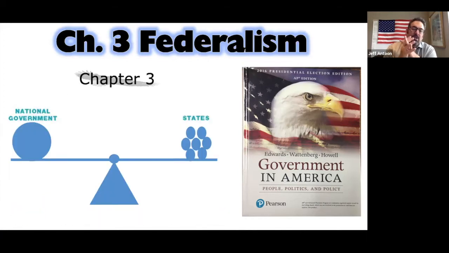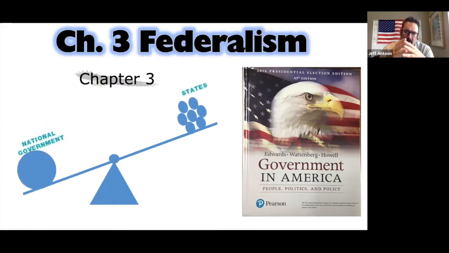Chapter three, federalism, is really a balance between the national, central form of government and the states, the 50 states that we have now. And obviously, is it equal? No, it's not. More of the strength comes from the central form of government, the national government, than from the states. So no, it's not a perfect balance beam.